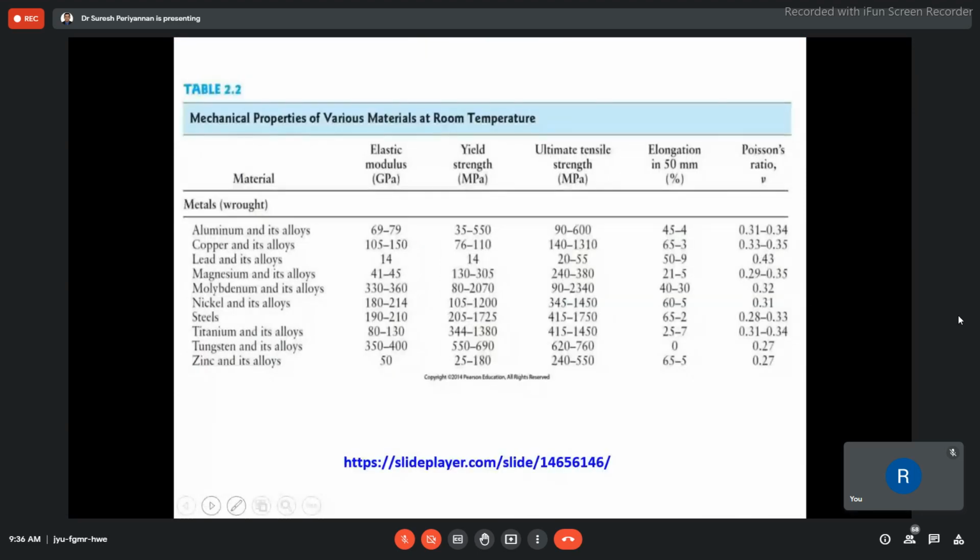Now I come to the general properties, whatever we discussed: aluminum and its alloys. So we have another class. Okay, just one more slide only. I will complete this in the next class, in the first 15-20 minutes. We are going to complete this chapter and we are going to start the second chapter.